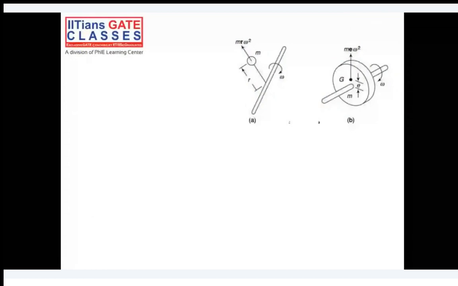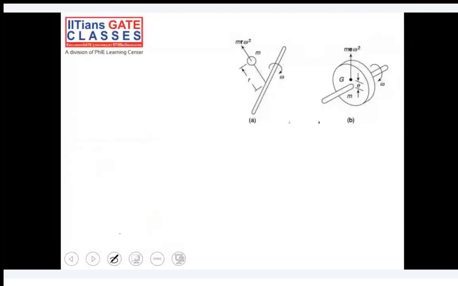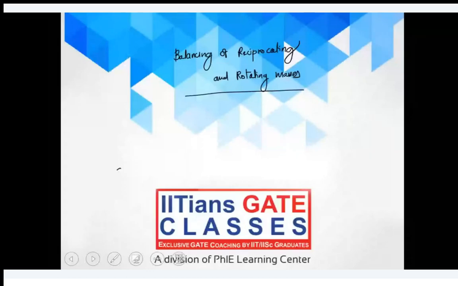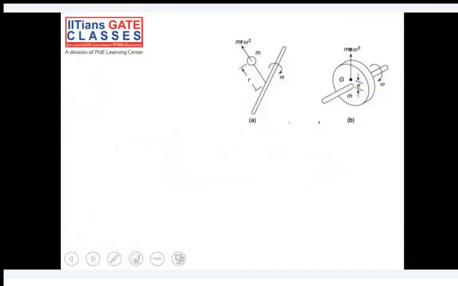So that's why the name of the topic in our syllabus is balancing of reciprocating and rotary masses. Our focus will be only on these points: if masses are rotating and if masses are reciprocating, how we find the unbalanced force and how we can balance it.